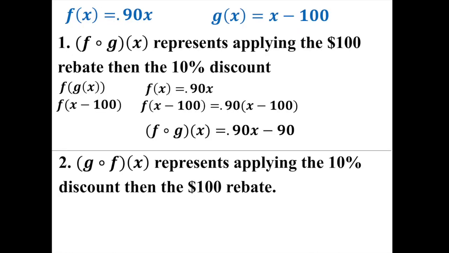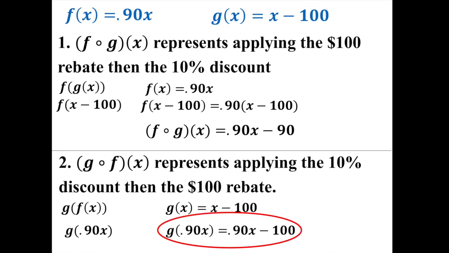Okay, if we do the first one, which is applying the $100 rebate, then the 10% discount, this is our function right here: 0.9x minus 90. Good deal, right? I'm getting a decent price. I got 90% of the original price, plus I'm getting a $90 discount. That's good. The second one, though, if I do that one out, I get 0.9x minus 100.